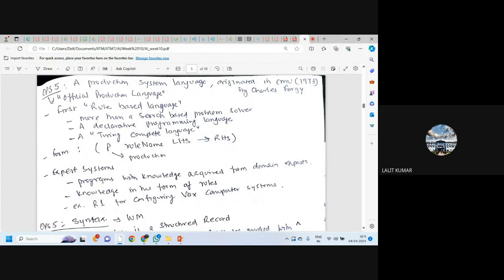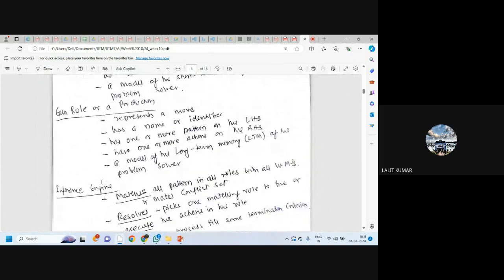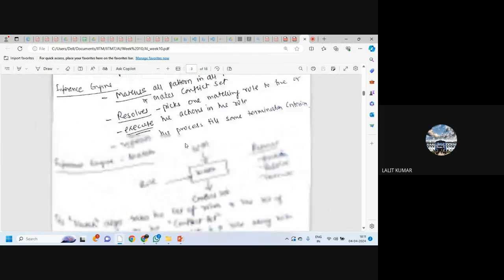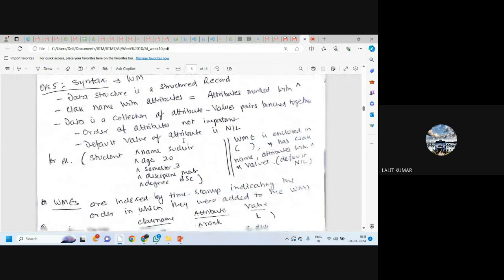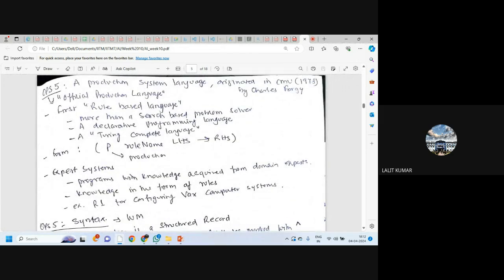Now we come to one kind of rule-based production system, known as OPS5. OPS5 is a production system language, and it originated at CMU in 1978 by Charles Forgy. Some people say it stands for Official Production System. It has been the first rule-based language, and it is more than a search-based problem solver. It is a declarative programming language, and it is also a Turing complete language.